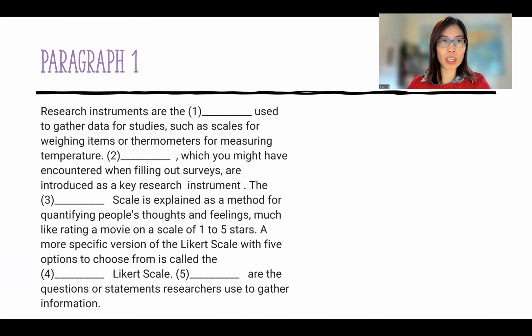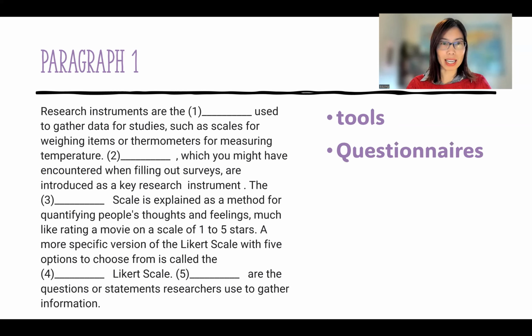Okay, so let's have a look at paragraph 1. Research instruments are, so in this case, you need to use the word tools, used to gather data for studies such as scales for weighing items or thermometers for measuring temperature. And number 2, questionnaires, which you might have encountered when filling out surveys, are introduced as a key research instrument. So the word that you need to use here is questionnaires in the plural form.